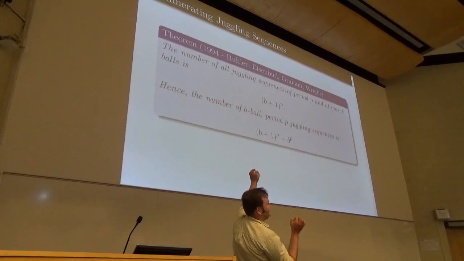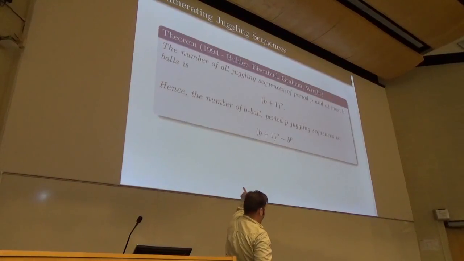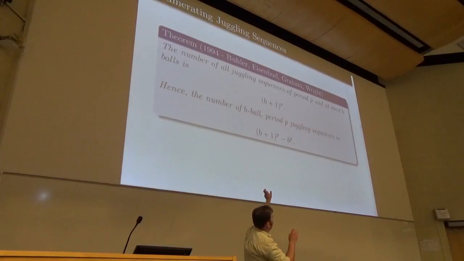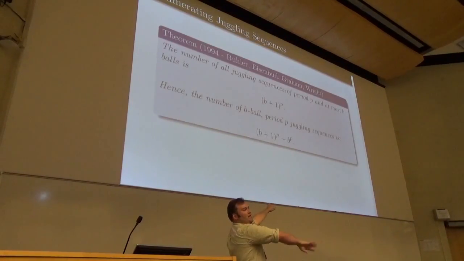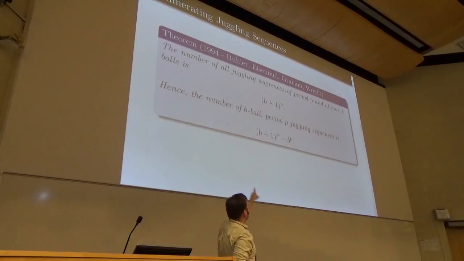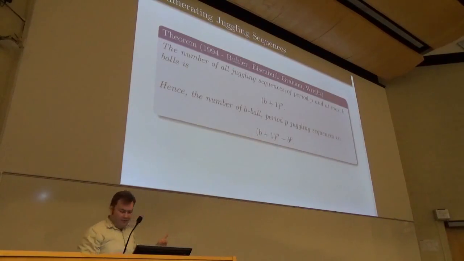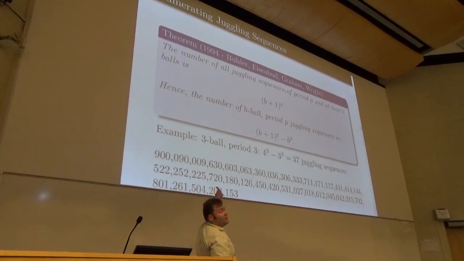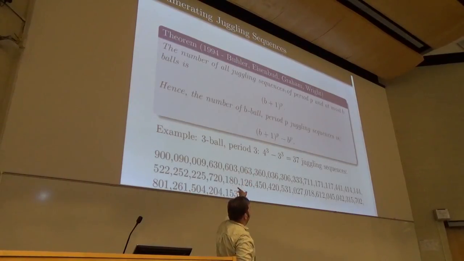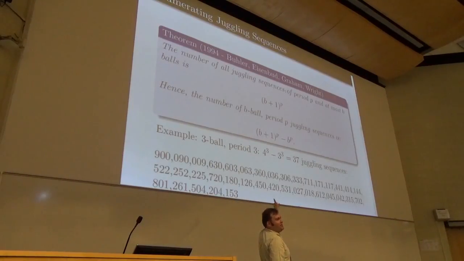So if you wanted to figure out exactly how many for B balls, you would do (B plus 1) to the P, and then subtract off B to the P. Because remember, the original calculation says at most B balls, so you'd want to subtract out B minus 1 and less than that. So this formula gives you exactly B balls. Here's what it would look like for 3 balls. B is 3 here, and period 3, so the length is 3. So both B and P are 3, and the formula is quite quick, right? You just do 4 to the 3 minus 3 to the 3. So there's 37 sequences that you can make.